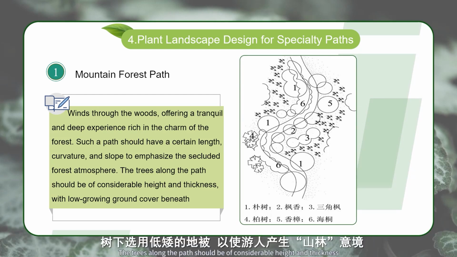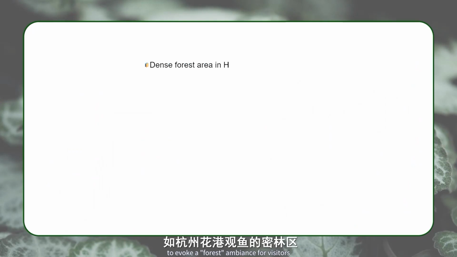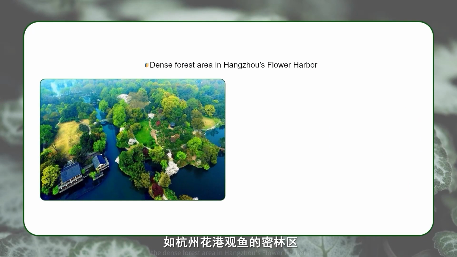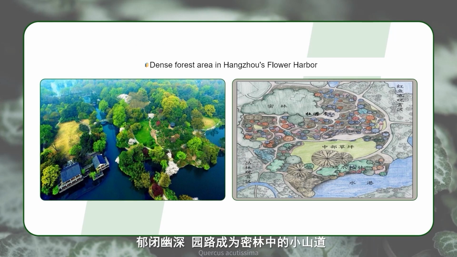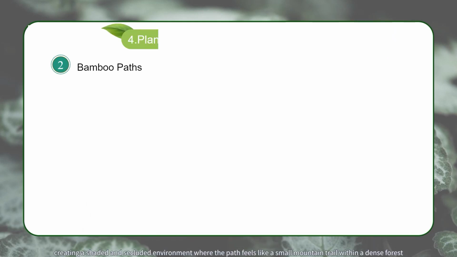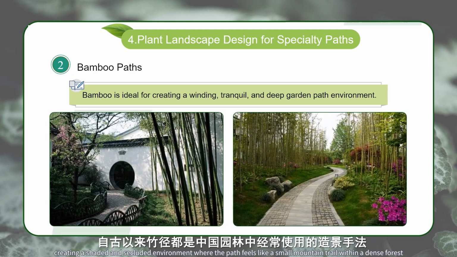The trees along the path should be of considerable height and thickness, with low-growing ground cover beneath to evoke a forest ambiance for visitors. For instance, the dense forest area in Hangzhou's Flower Harbor, with a slope of up to 2 meters, features plantings of sweet gum, Quercus acutissima, Celtis sinensis, and black locust, creating a shaded and secluded environment where the path feels like a small mountain trail within a dense forest.